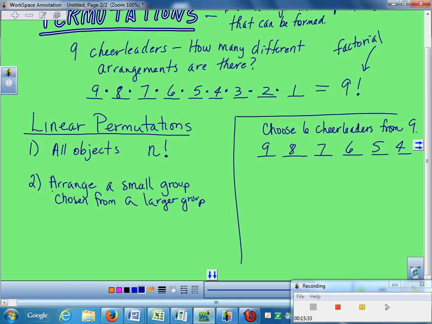Okay. Well, there's actually a special notation we use. It's called the nPr, what I call nPr. P stands for permutation. The first number is the total number of objects you have. And the second number is the number of objects you're going to use.